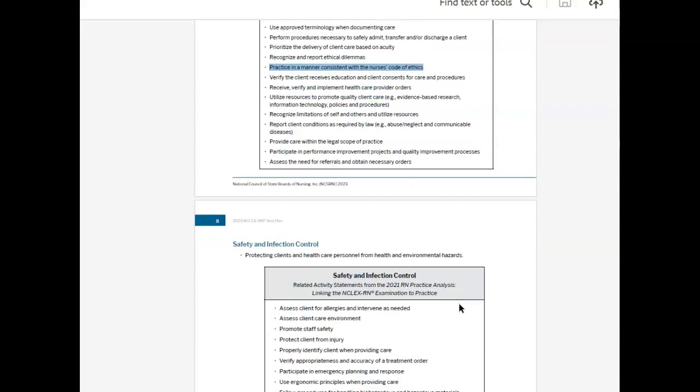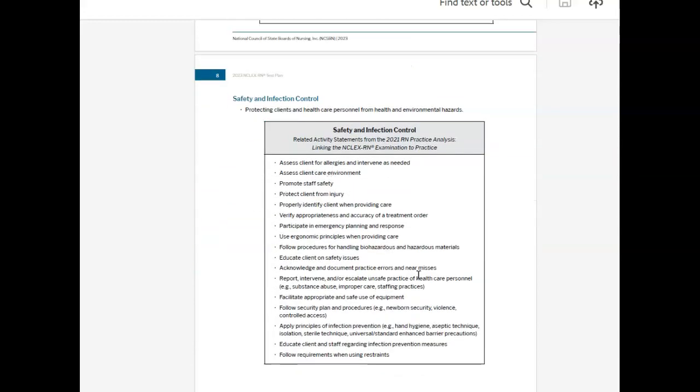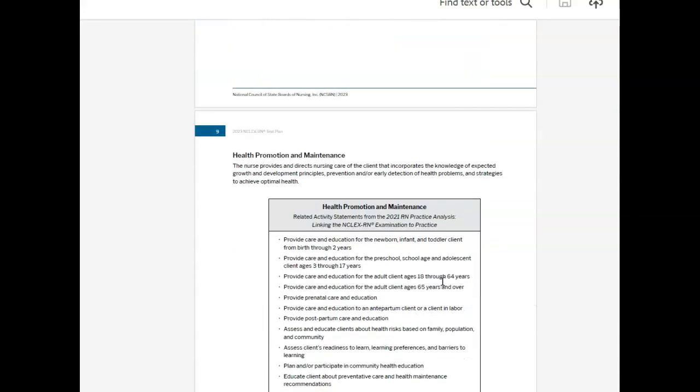That would be kind of an ethics question that I could write. Then they have safety and infection control here on down the line, protecting clients and healthcare personnel from health and environmental hazards. So I could still use renal again, but I could talk about the environment, following procedures for biohazardous and hazardous materials. So I could talk about somebody that had gotten radiation, what they do with their urine, or I could talk about educating the client on safety issues, so safety issues related to taking care of a shunt, that kind of thing. So it could still be renal in any of these categories.